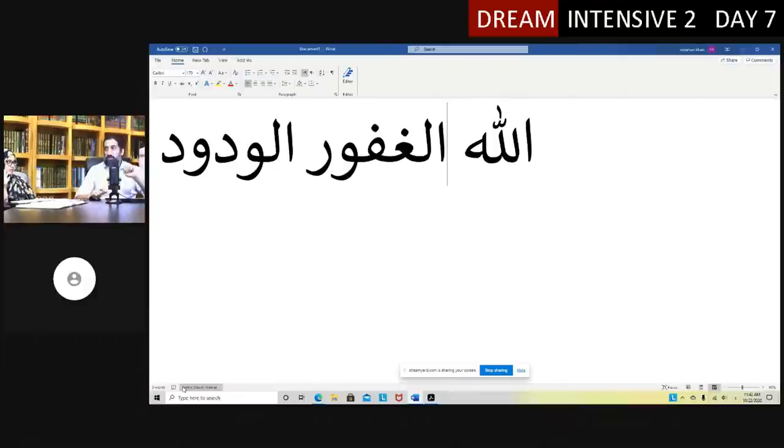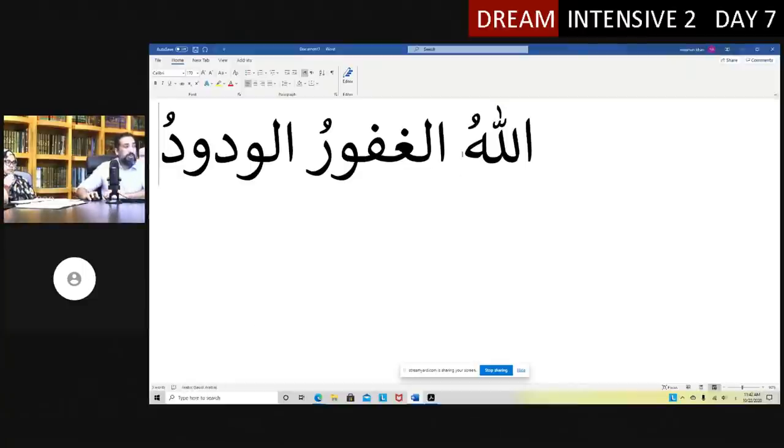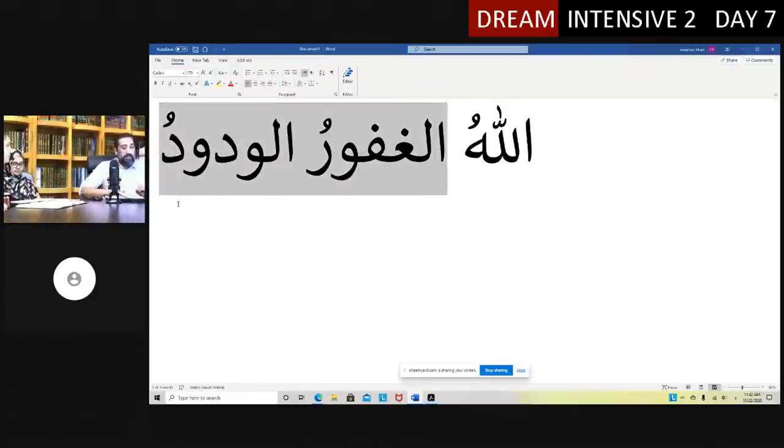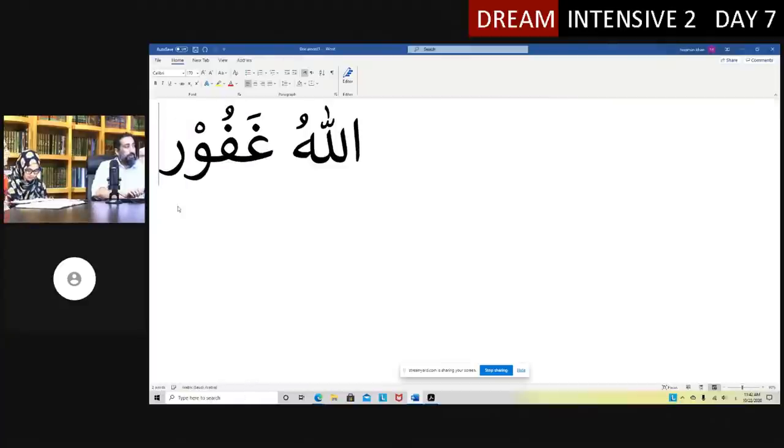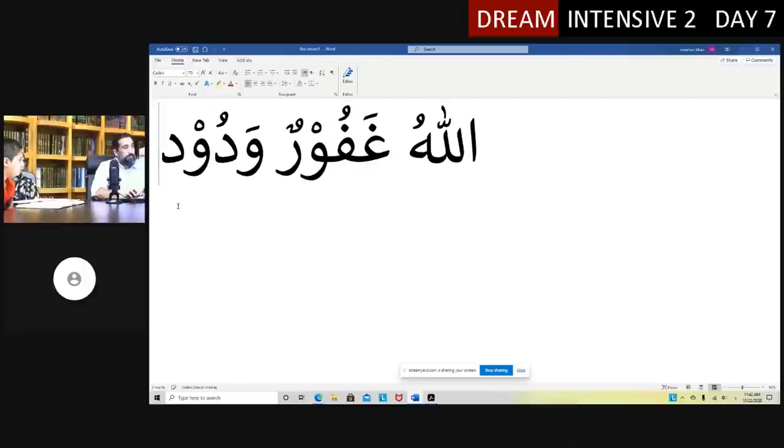Do they match right now? Yeah, proper, proper, proper. We can say Allahu al-Ghafuru al-Wadudu. Then you can say this is Mawsuf. This is Sifa number one. This is Sifa number two. So far, so good? Okay. Now, if I say Ghafurun Wadudun, if I did that, they're no longer Mawsuf Sifa to Allah.